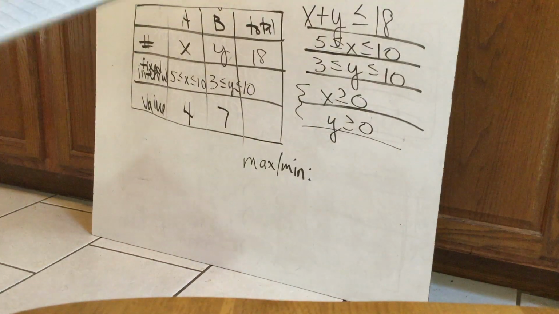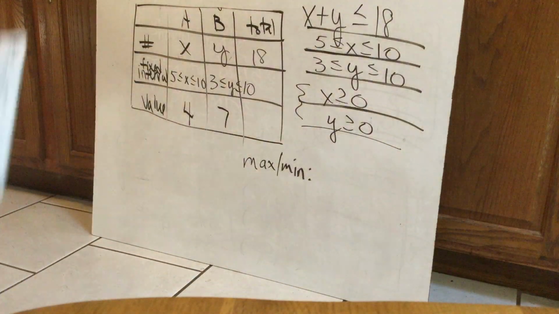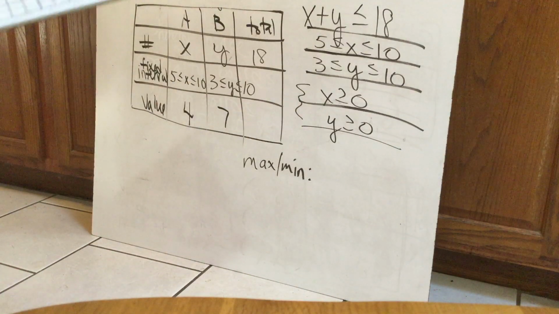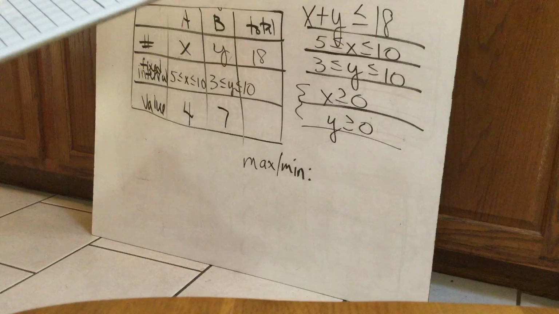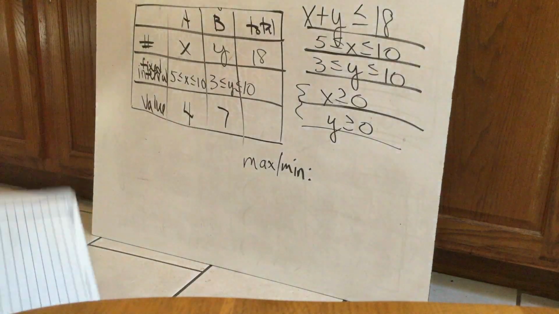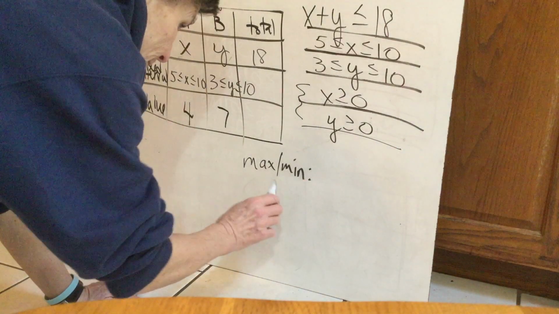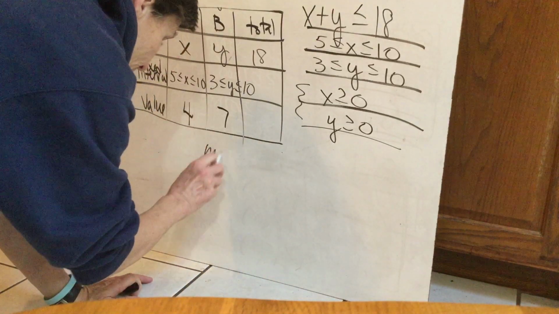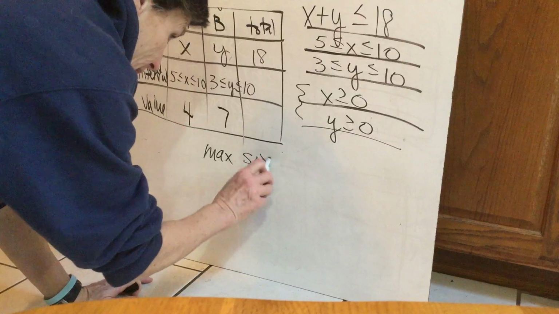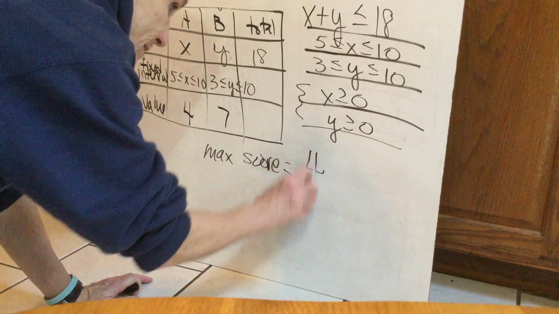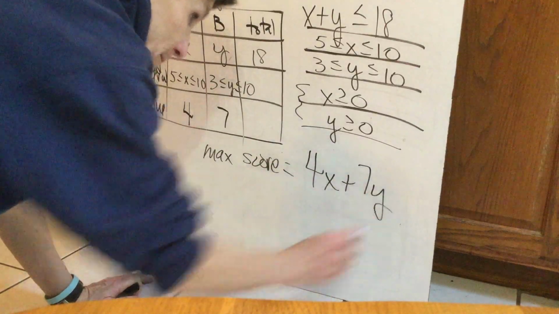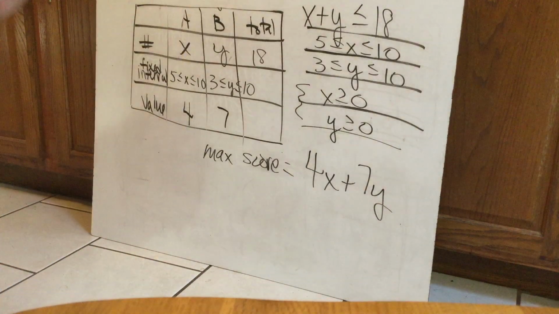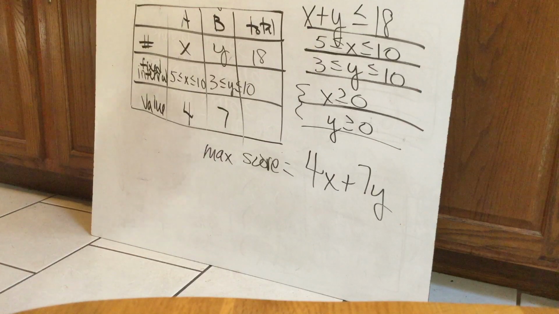What am I trying to maximize? Well, I hope you're trying to maximize your score, right? You want to get as many points on this test as you can. So your score will be 4x plus 7y. That's what I want to get the most of. I want to maximize that score.